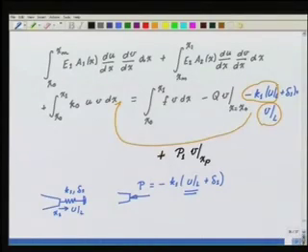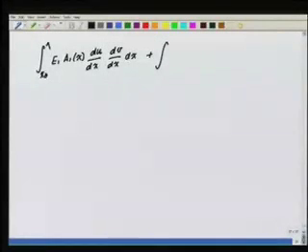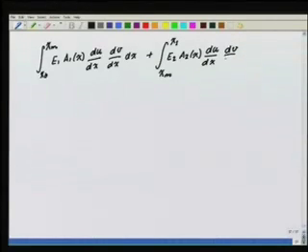If I look at this weak form in its complete entirety, it will be integral x0 to xm E1 A1 of x du dx dv dx plus integral xm to x1 E2 A2 of x du dx dv dx plus I will have K1 U at L V at L.